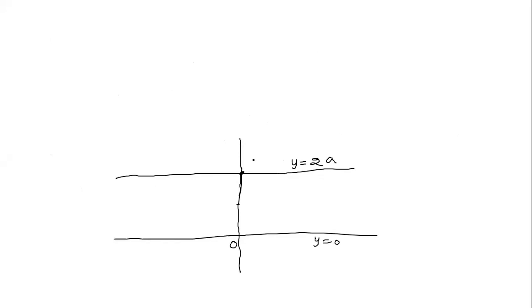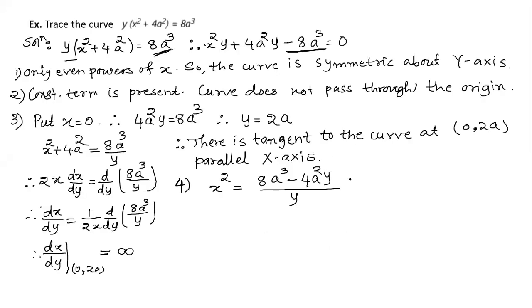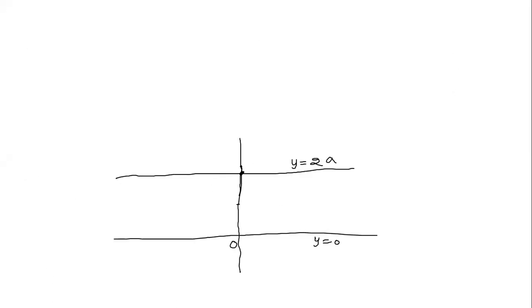Our next question, does the curve exist above the line y equal to 2a? Let us put something greater than 2a. If I put y equal to 3a here, you can see 8a cube minus 12a cube upon 3a, so that will be a negative quantity. X square will be negative, that is x is imaginary, so the curve does not exist above y equal to 2a.